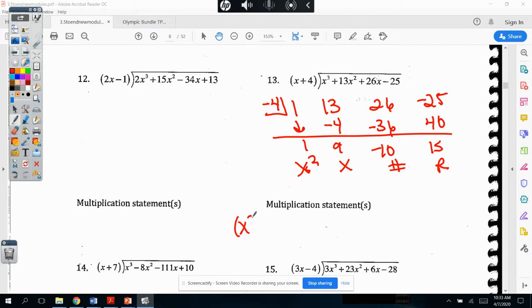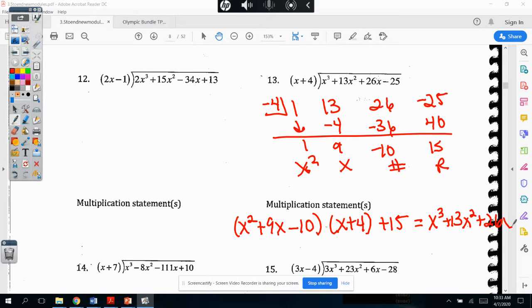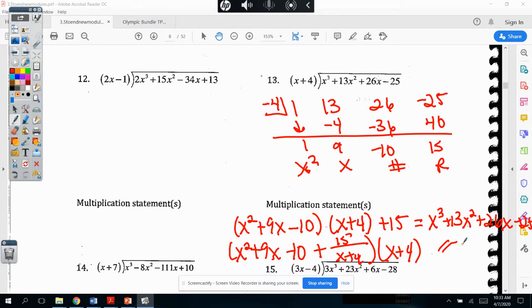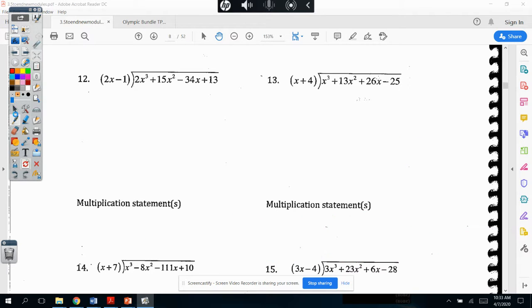And you get x squared plus 9x minus 10 times x plus 4 plus 15 will equal the x cubed plus 13x squared. Or x squared plus 9x minus 10 plus 15 over x plus 4 times x plus 4 equals that guy. Okay, 2 more.